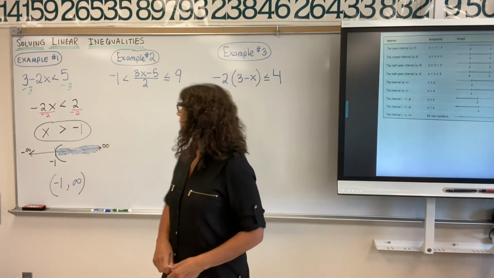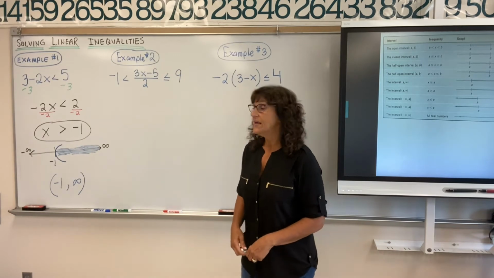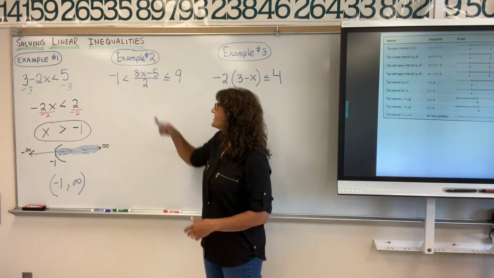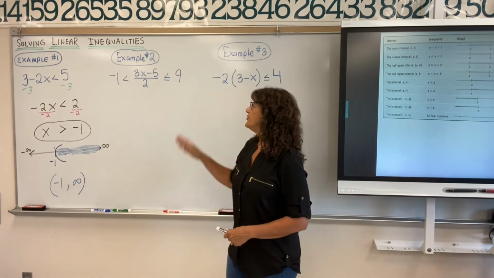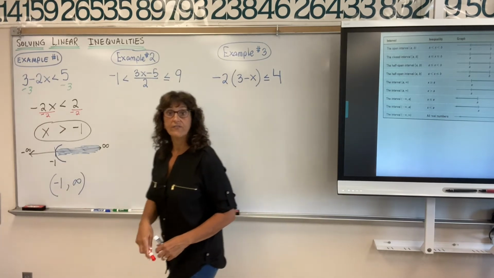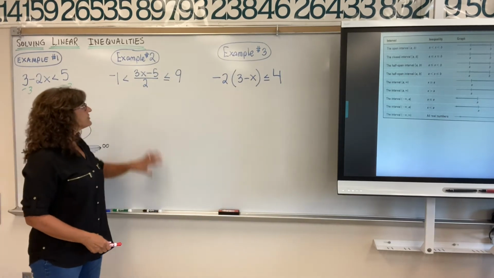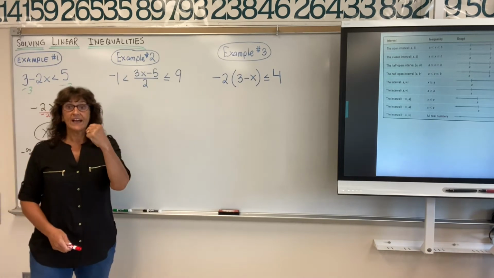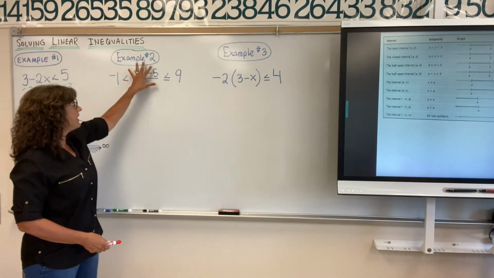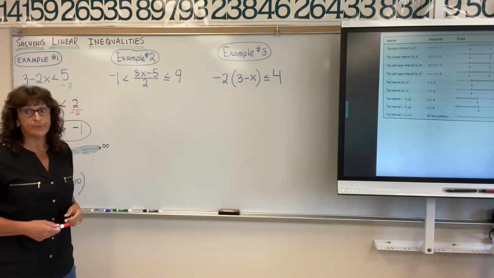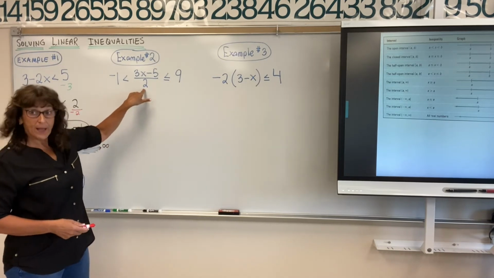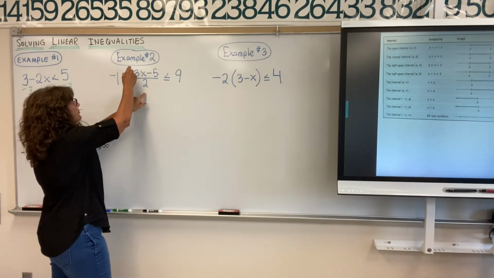All right, let's take a look at example number 2. Example number 2: -1 is less than (3x minus 5)/2, which is less than 9. So we want to solve this. We want to isolate the x in the middle. We want the x by itself. So let's isolate the x in the middle. How do we even begin? Well, we want to multiply by 2. Multiply by 2.